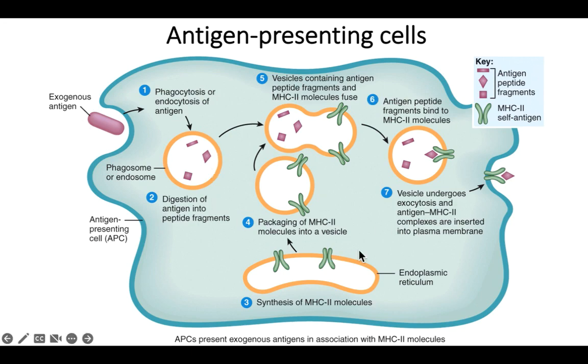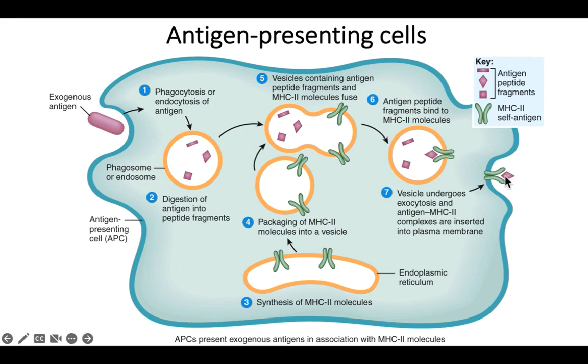This APC phagocytoses, brings it in, digests the bacteria or virus into pieces, all right, using the enzymes of a lysosome. Then it uses what's known as the MHC2 receptor, all right? And what that does is it grabs a little piece of the antigen and sticks it on the outside of the cell.